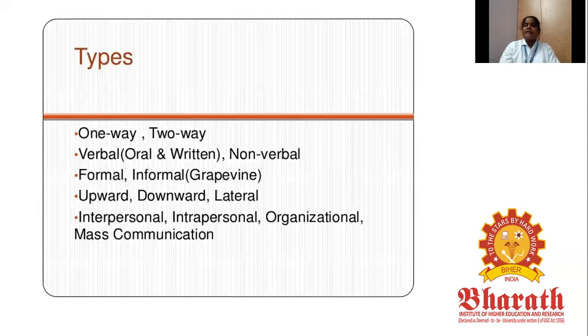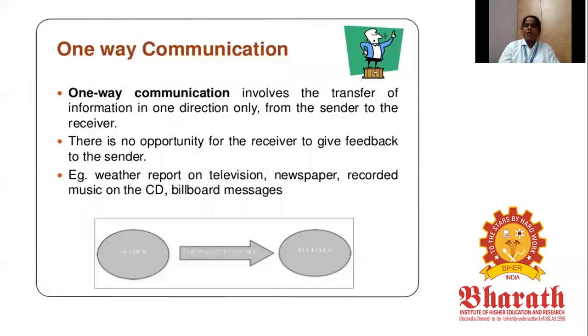The next one is types of communication. One-way communication, two-way communication, verbal. Verbal means oral. Non-verbal is action, expression, feeling. Formal and informal. Formal means to follow procedure. Informal means you do it on your own. Upward, downward, interpersonal, intrapersonal, organizational, mass communication. These are the types of communication.